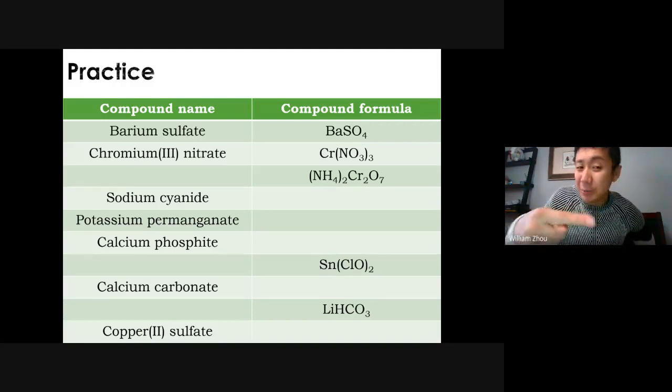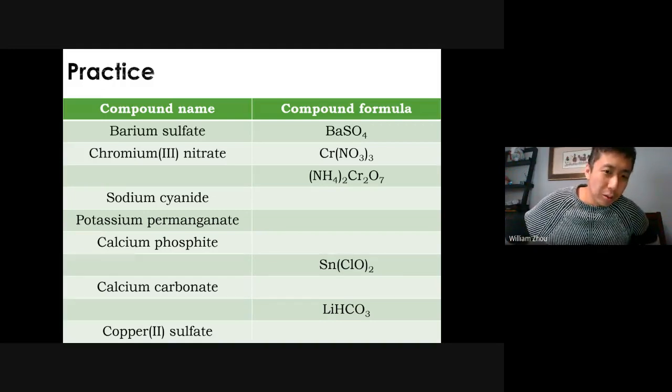Barium doesn't need a II. Barium has a charge of 2 plus and only 2 plus. So you have no choice with barium, so you don't write the II. But chromium, I forget the other charge, I think it's 2 plus and 3 plus. So you have to tell me which one. So chromium(III) nitrate, okay?